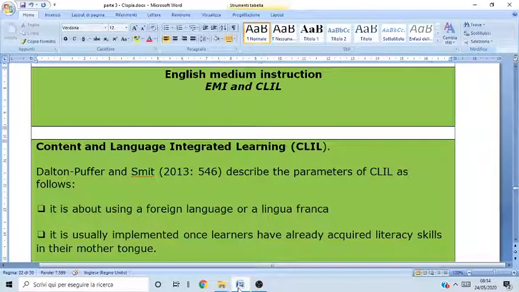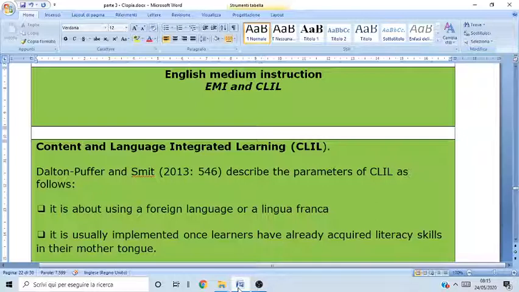Now, let's move on to the second part of what I wanted to tell you today. And we're going to talk about English medium instruction and CLIL, content and language integrated learning, which are nowadays basically considered the same. But it's about teaching subjects through English, basically.